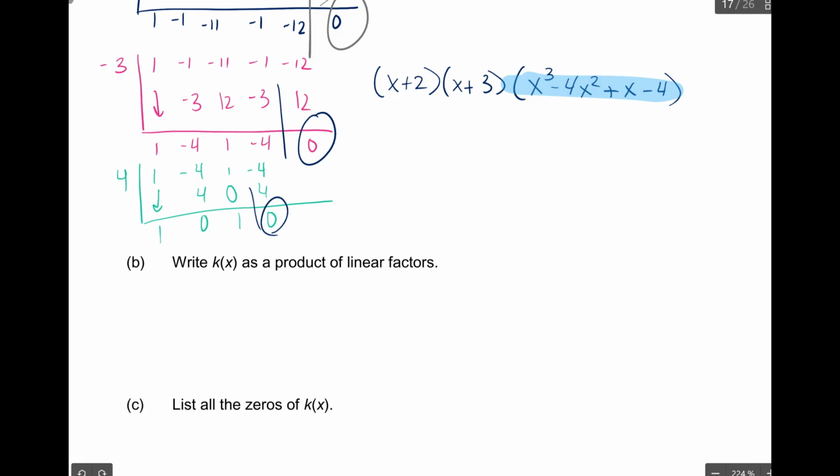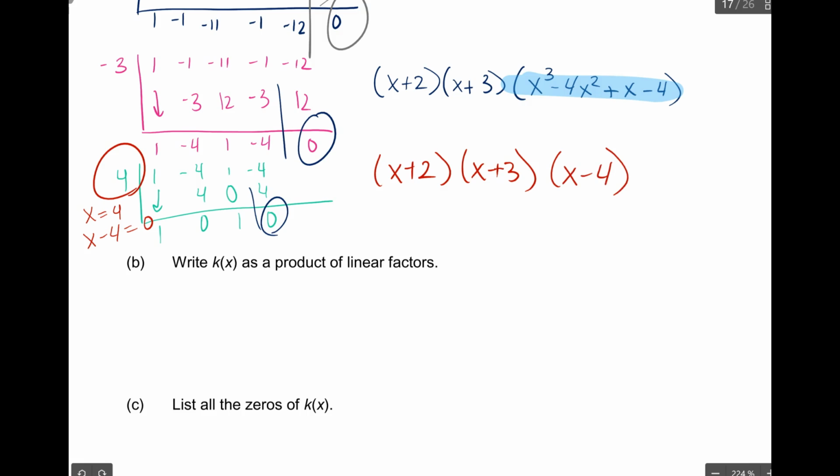This means that I have x plus 2 as a factor, x plus 3, and this guy, I set x equal to 4, and it was defined like in root form, and it wasn't in factor form, so I have x minus 4 equals 0, so x minus 4 goes there. And then what I have left over is x squared plus 1.